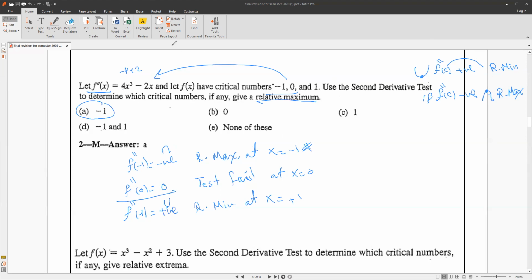Don't forget the test. To use the second derivative test, I have to substitute the critical number. It means I have to find the first derivative, find the critical number, find the second derivative. But here I gave you everything: the second derivative and the critical number. I need only to substitute the critical number in the second derivative, then identify relative maximum, relative minimum, or that the test fails.